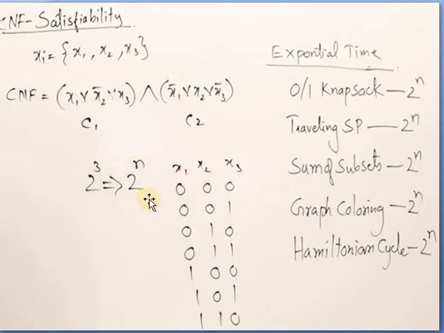So here I have listed out possible combinations of three variables x1, x2 and x3. As there are three variables, there will be 2 raised to 3 possible combinations, possible solutions. If there are n number of variables, then there will be 2 raised to n possible solutions. So it means that this satisfiability problem also has exponential time complexity. So it also belongs to the exponential time algorithms.